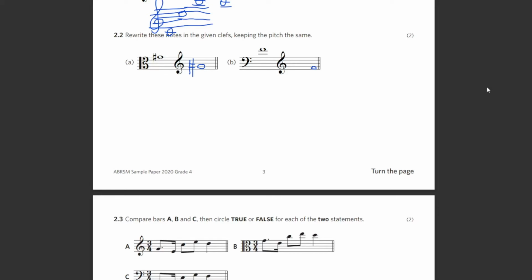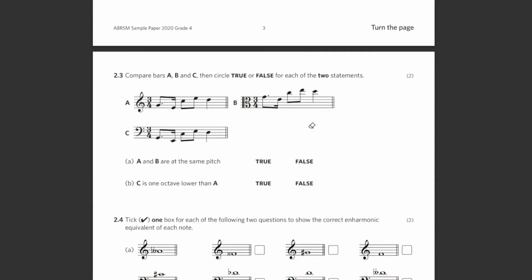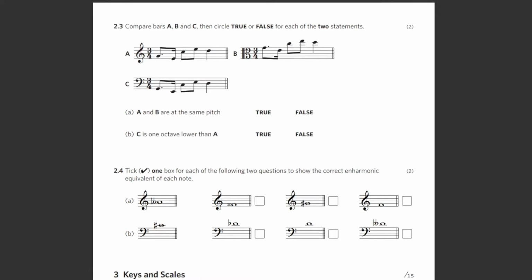Next, let's move on to the next section. In question 2.3, you're asked to compare bars A, B, and C and then circle true or false for each of the two statements. For this type of question, I recommend using your middle C and the different C's as a reference. To make it easier, call the middle C C4. Then one octave higher, it becomes C5. One octave lower, it becomes C3. Then you compare it this way. It is much easier. So this is my middle C and this is my high C.